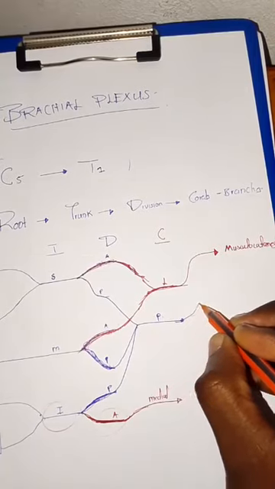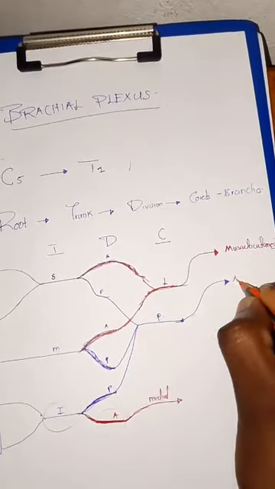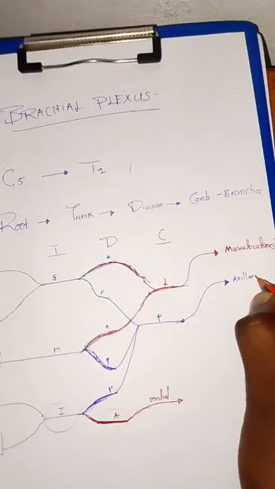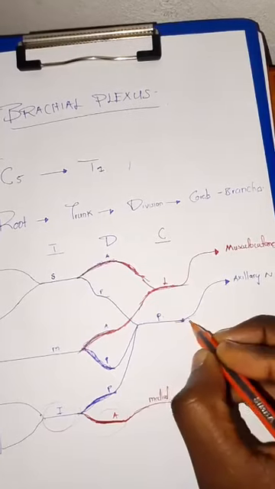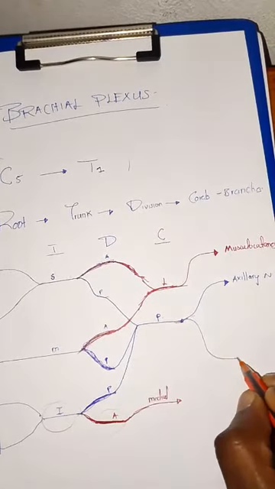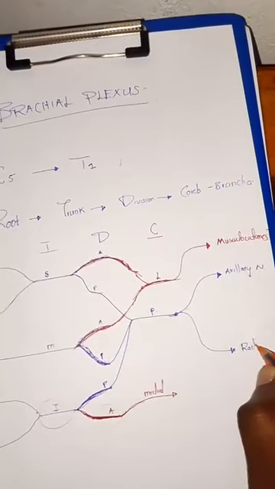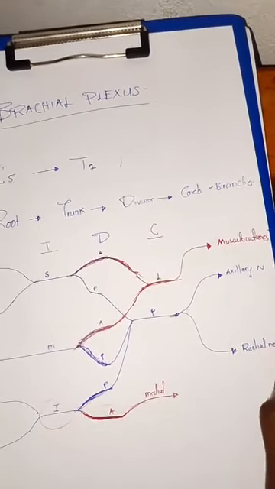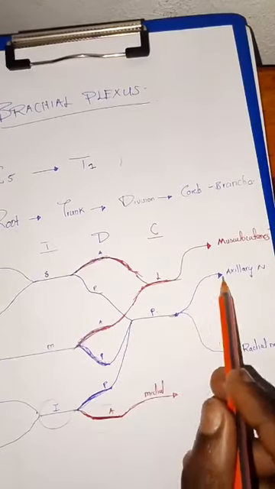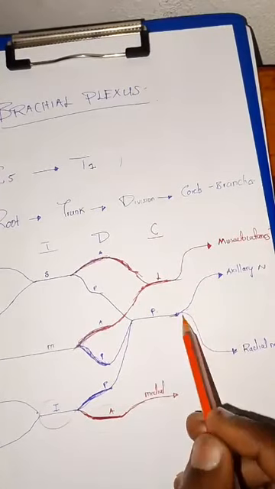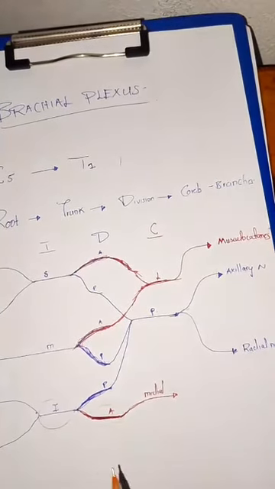Then from there, we are also going to find that the posterior chord here is also going to divide to give one branch, and this branch is going to be known as the axillary nerve, and it is also going to divide to form another branch that is going to be known as the radial nerve. So the posterior chord will give two branches. The first branch will be forming the axillary nerve, and the other branch will be the radial nerve.